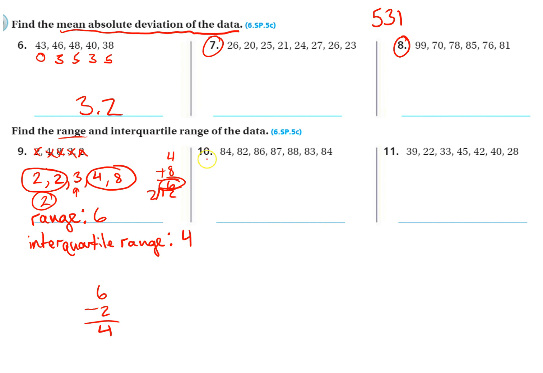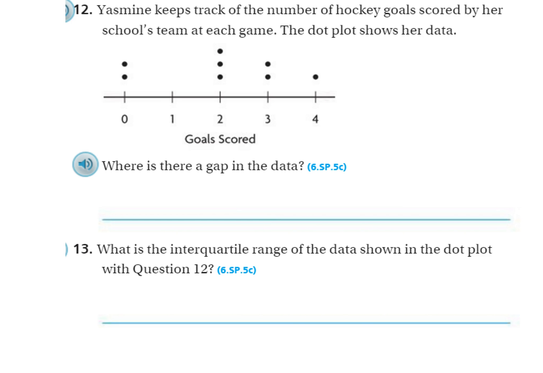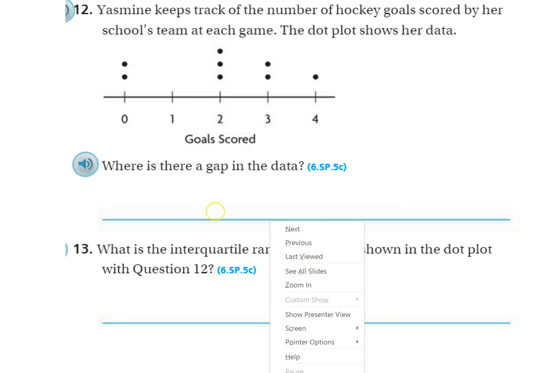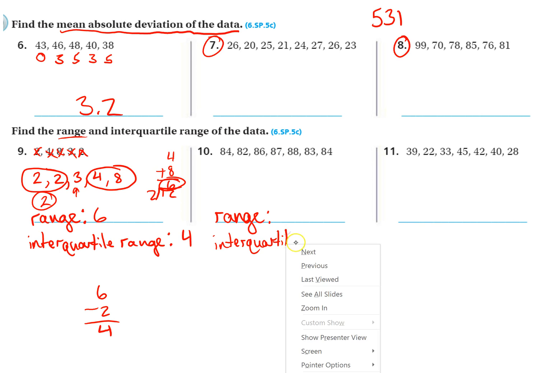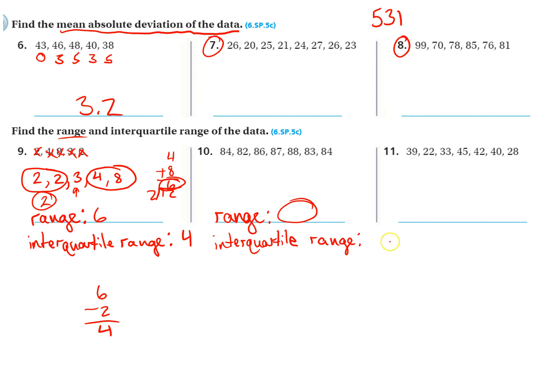All right, so you're going to do the same thing for 10 and 11. Again, you're finding the range, which is just the largest number minus the smallest number, and then you're going to find the interquartile range. So to do that, you need to find the lower quartile, the upper quartile, and then take the upper quartile minus the lower quartile, and then you'll have the interquartile range. So your answer is going to be 2 numbers.